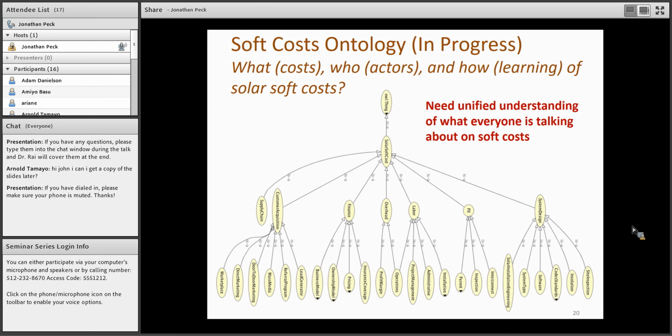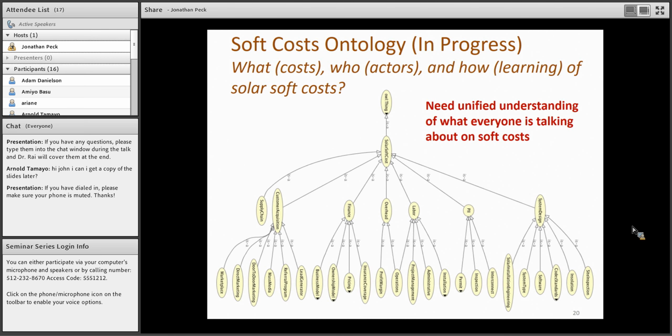So the very first effort that we are doing right now is to look at the full range of studies that have come out over the last few years on the issue of soft cost, and then using all of that to build a systematic ontology, really. What are the different concepts related to soft cost? What is the hierarchy of those concepts? How do they relate to each other?